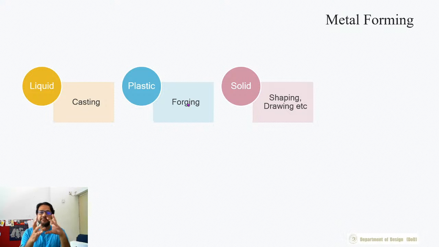When it is slightly malleable, it is called forging, and that means you heat up the material to be softer in nature, and then you form it to a certain shape using any of the methods, like for example just hammering, or putting it into a die and pressing it together. So that's forging. And finally, when the metal is in the solid stage, you can also do some forming operations.